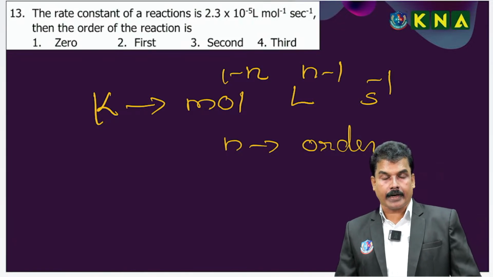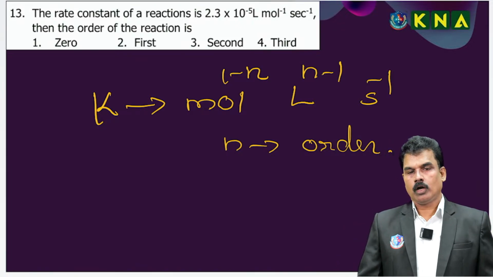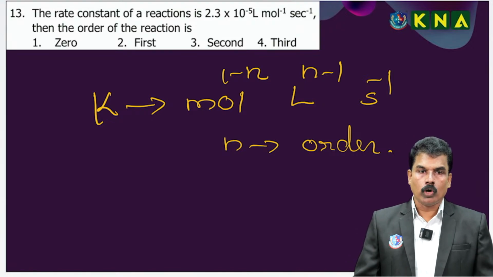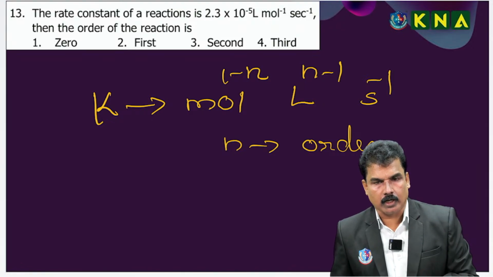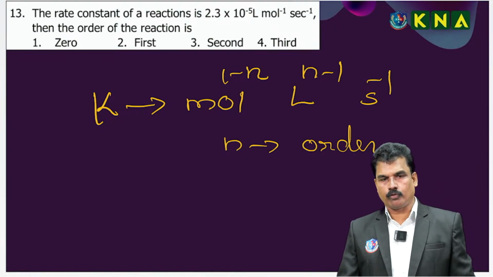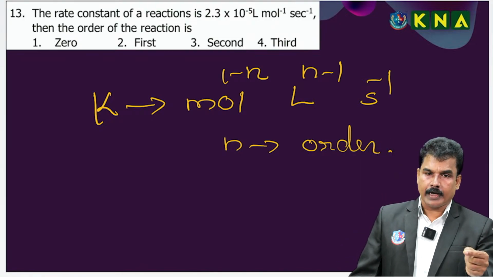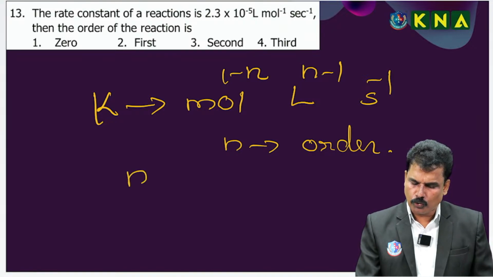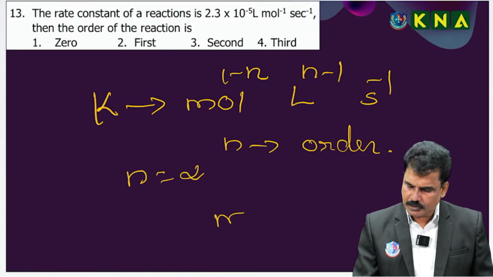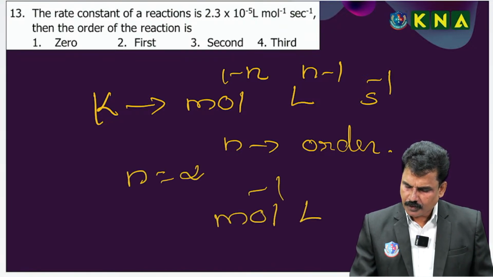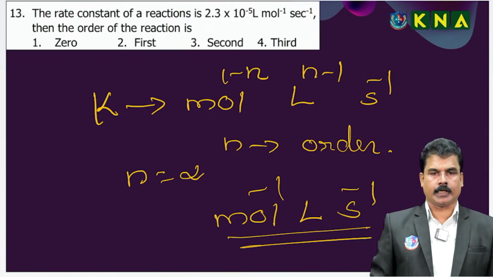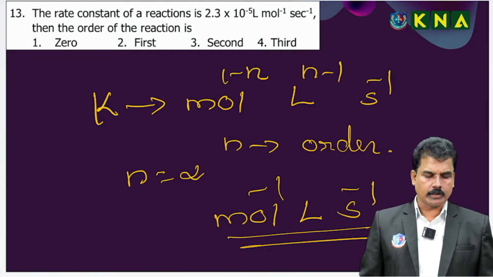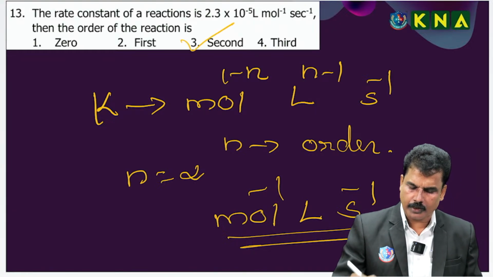If it is a zero order reaction, n is equal to 0. So what will be the unit? Mole, liter inverse, second inverse. If it is a first order reaction, what will be the unit? Second inverse. If it is a second order reaction, n is equal to 2. What will be the answer? Mole inverse, liter, second inverse. The same unit is there in the question for the rate constant. So what is the order of the reaction? It is a second order reaction.